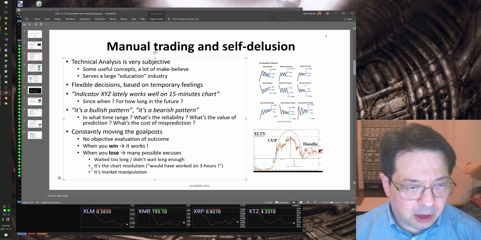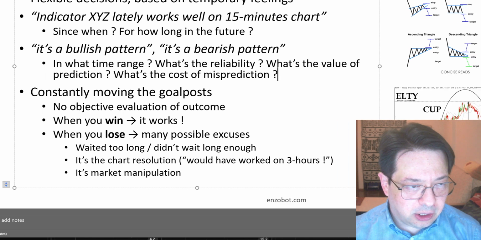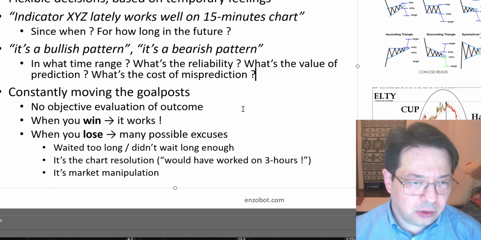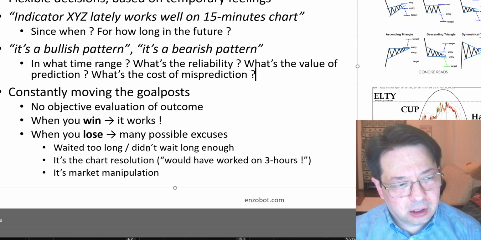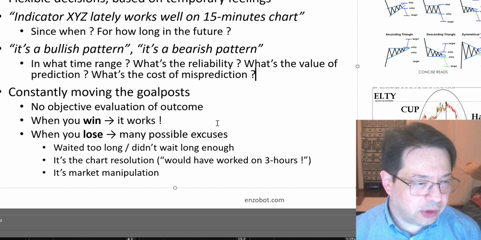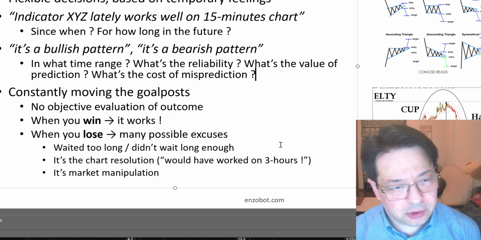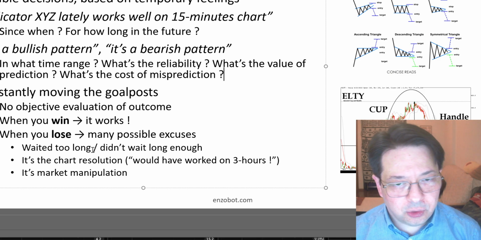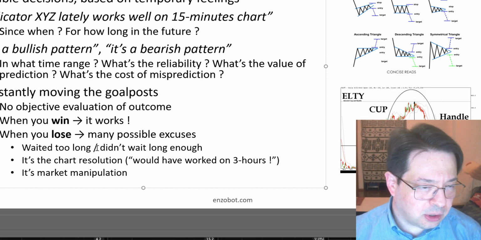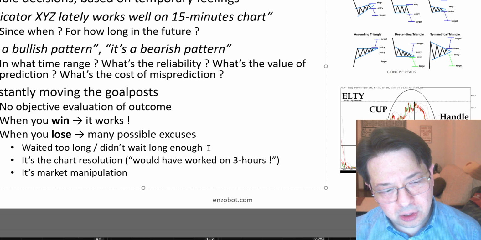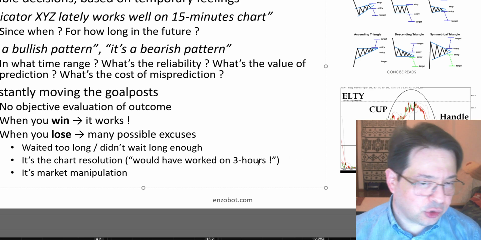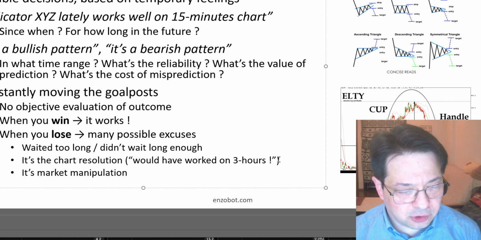And then yeah, with manual trading, when there's no really objective evaluation of an outcome, you can continually move the goalpost. When you have success, you can say that everything works, and when you lose, you can make a bunch of excuses. The classical one is, oh, I waited too long to close the position, or to act on opening the position, or I didn't wait long enough. And then again, the short resolution should have been 15 minutes, 3 hours, 1 hour. Next time I will try 4 hours.